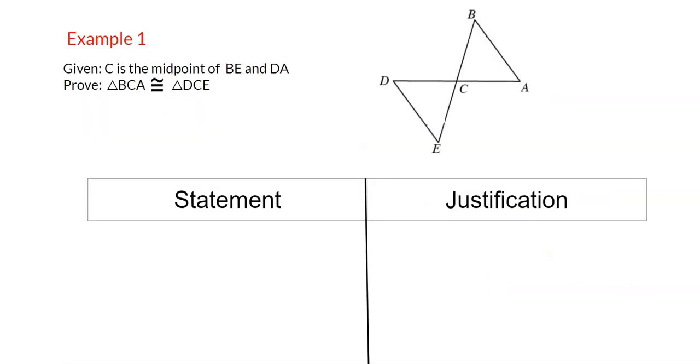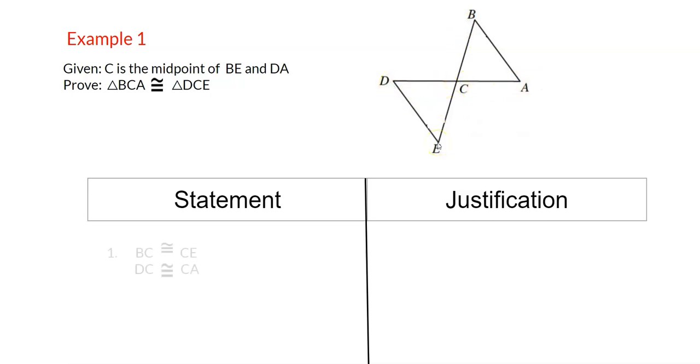So that's the definition of midpoint that you would have to use. Okay, and then what we're also going to do is go away from the flowchart and use the two-column proof, which is the same idea. We're still making some kind of statement, and then justifying our statement. In example 1, it is given that C is the midpoint of BE and DA, and we have to prove that the triangle BCA is congruent to the triangle DCE.